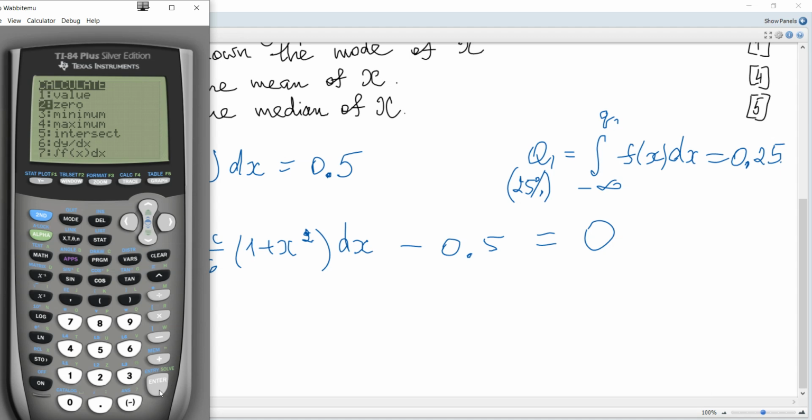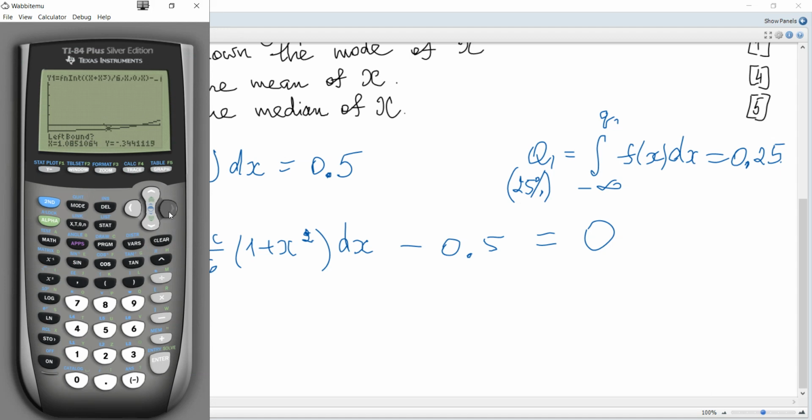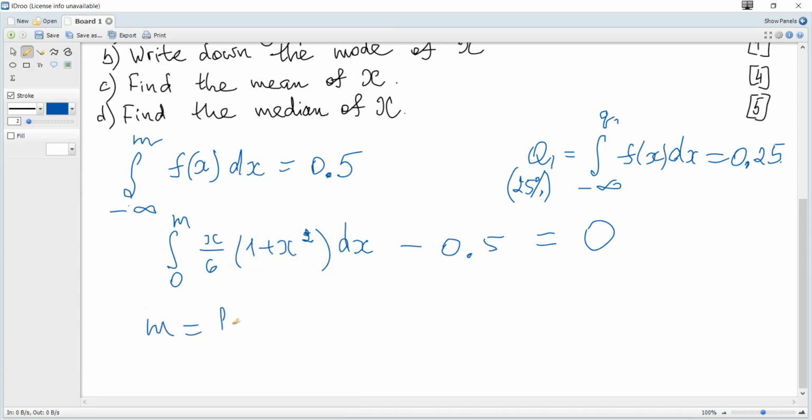And then calc, and we need zero. The left bound is somewhere to the left, the right bound moves to the right from this point, which is the x-intercept, can be somewhere here, and a guess, and we get the result 1.61 to 3 significant figures. So the median is 1.61 to 3 significant figures.